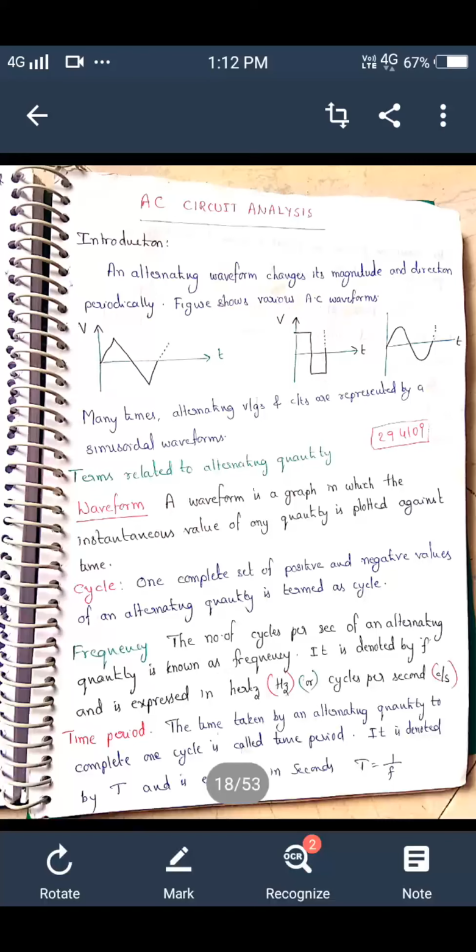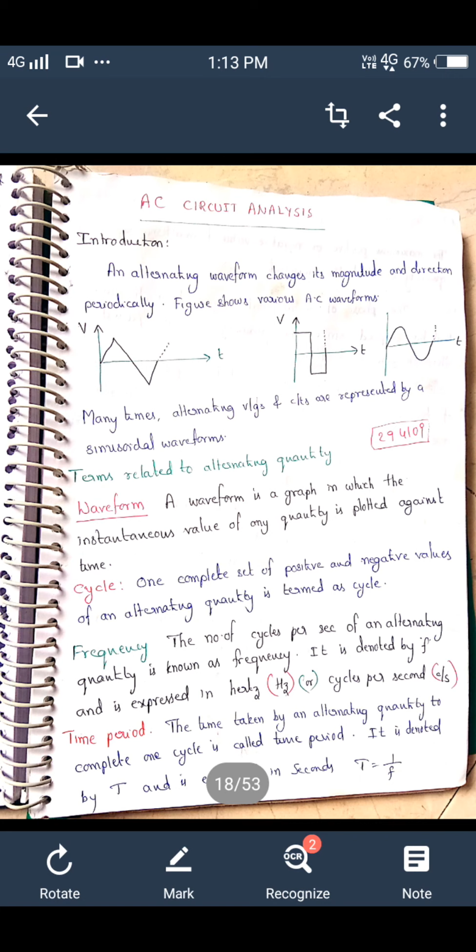Now the topic is AC circuit analysis. It means a network with AC sources that we are going to analyze. Analysis is nothing but finding the current, voltage and power in any branch by using all the techniques like series, parallel, star-delta, mesh, nodal analysis and network theorems.